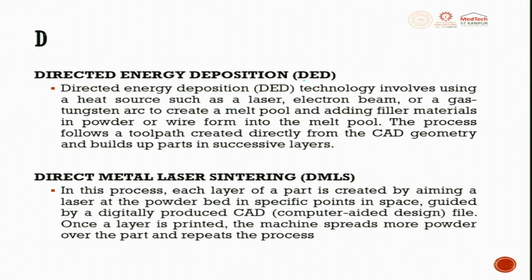DED, we have seen, at least in brief, directed energy deposition technology involves using a heat source such as a laser, electron beam, or a gas tungsten arc to create a melt pool and adding filler material in powder or wire form into the melt pool. The process follows a toolpath created directly from CAD and builds up the part in successive layers.